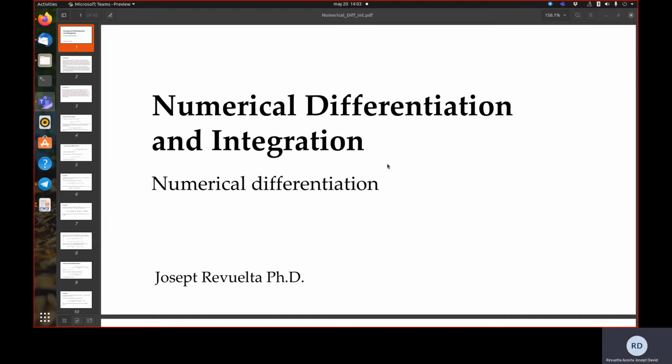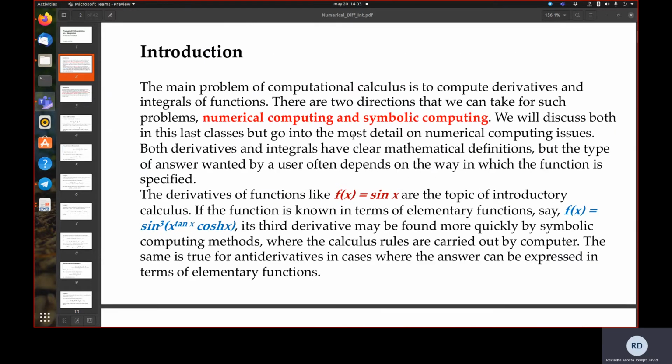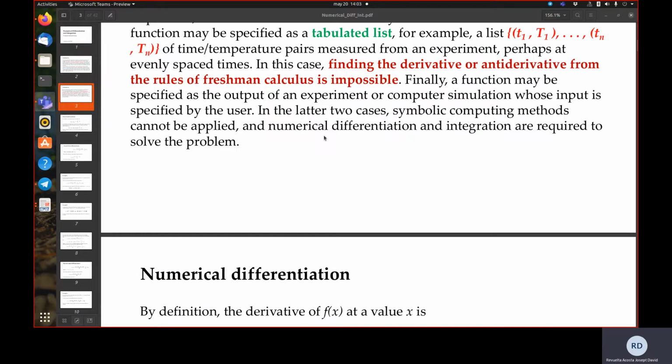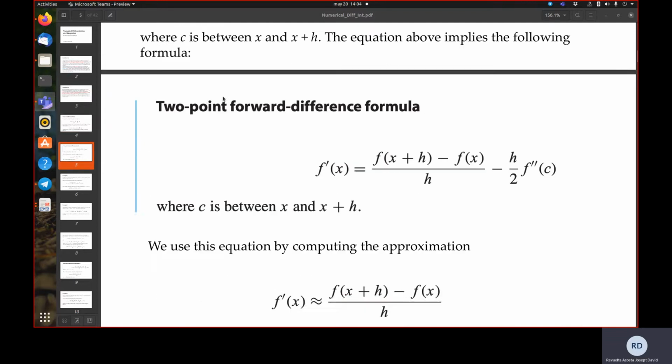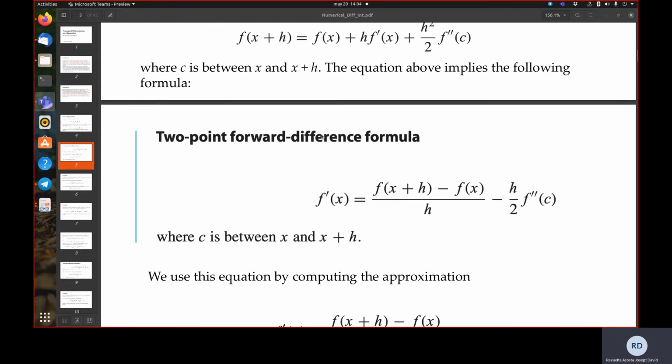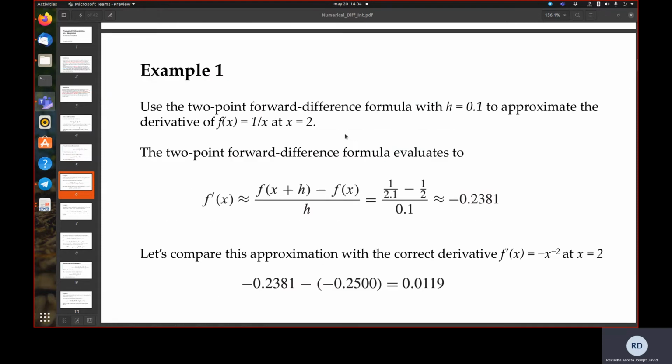So if you remember, in part 1 of the video on numerical differentiation and integration, we were discussing integration. We talked about the difference between numerical computing and symbolic computing. We also established three different formulas for numerical differentiation. The first one was the 2-point forward difference formula. We did one example, if you remember.